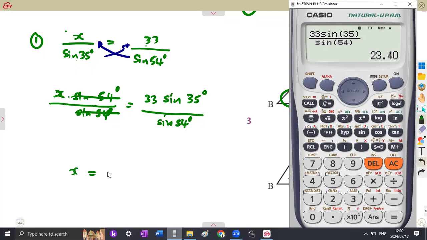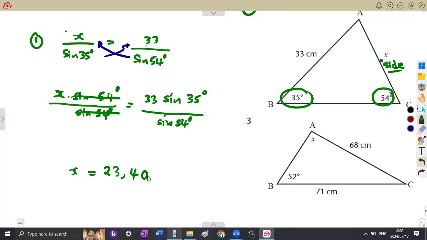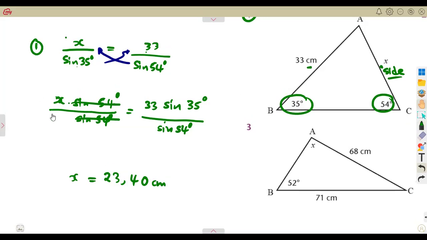So that's 23.40 centimeters, the units for the sides that you're given. You use the units that you're given. So they were given centimeters. We have to use the centimeters. If you're given meters, you have to use the meters. Yeah. Use the units that you're given.